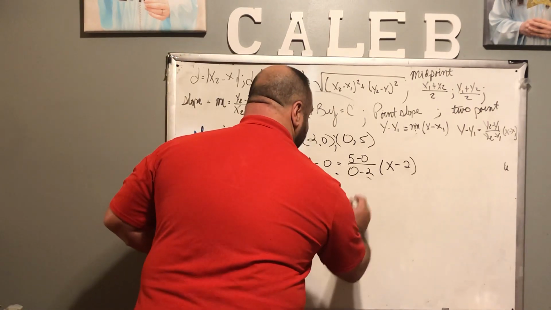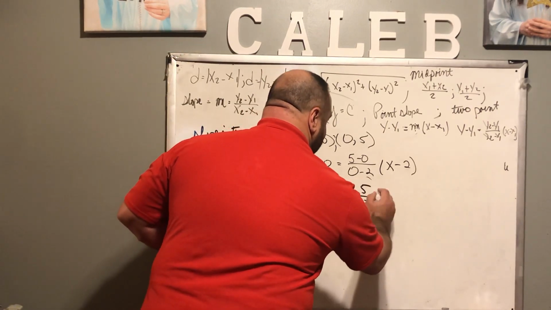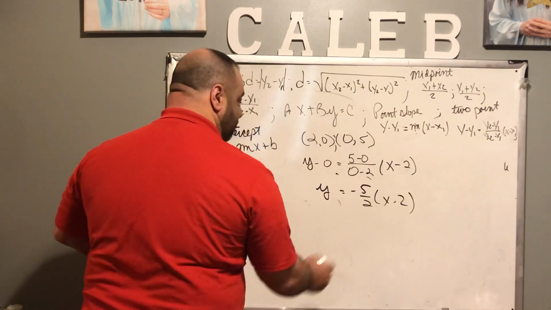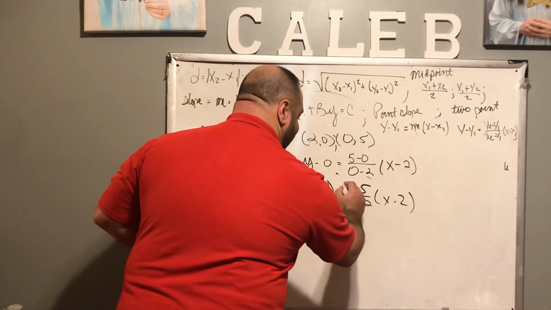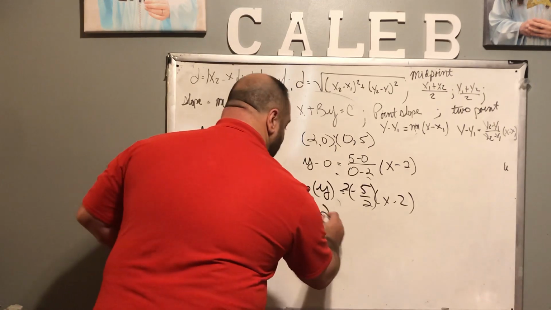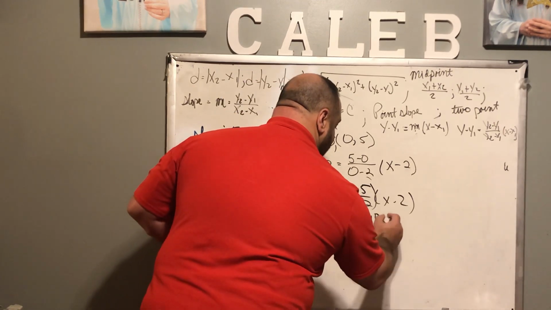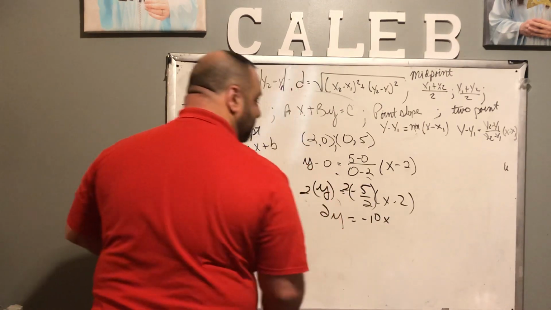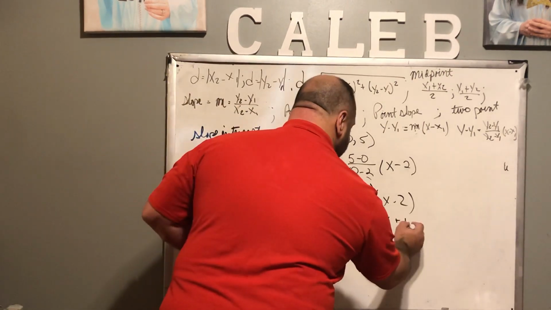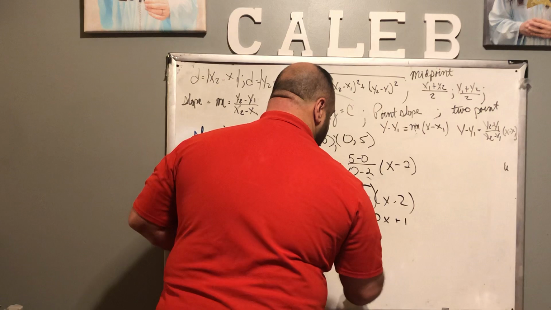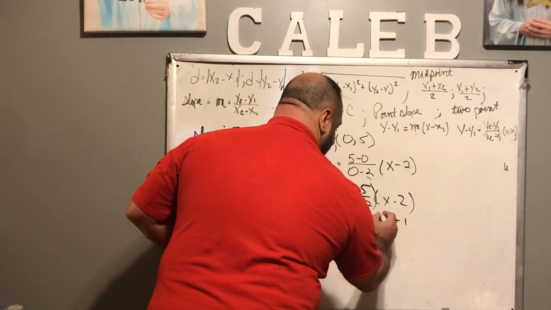Y equals negative 5 over 2. Okay, and then we're just going to multiply again, get rid of the fraction. So 2y equals negative 10. Okay, again, negative 10x plus, and then negative 5 times, oh, wait a second. I am really struggling.